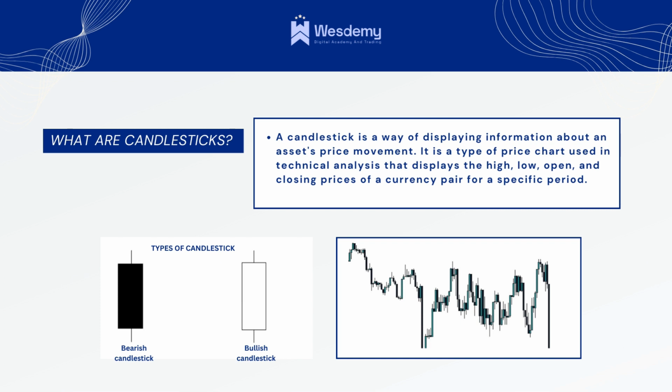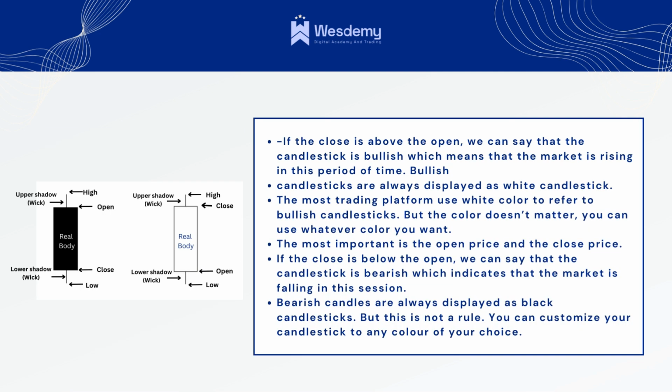Now this is an example of how candlesticks form on your live chart. So here is an example of how they form on your live chart. Now, if the close is above the open, we can say that the candlestick is bullish, which means that the market is rising in this period of time. Bullish candlesticks are always displayed as white candlesticks. Most trading platforms use white color to refer to bullish candlesticks. But the color does not matter. You can use whatever color you want to represent any candlestick of your choice.